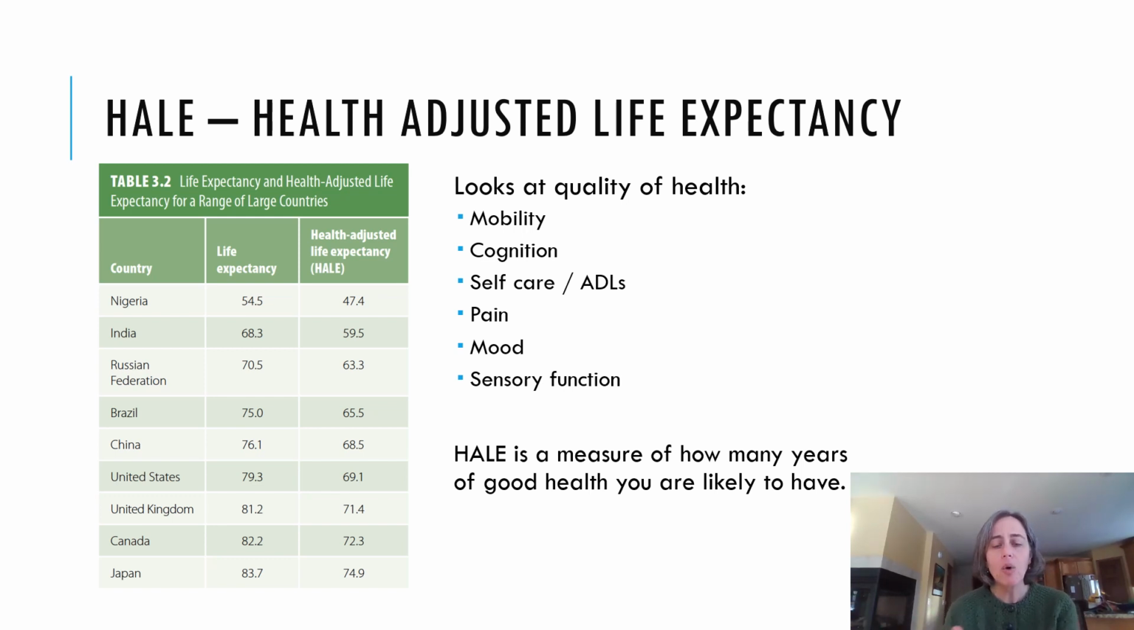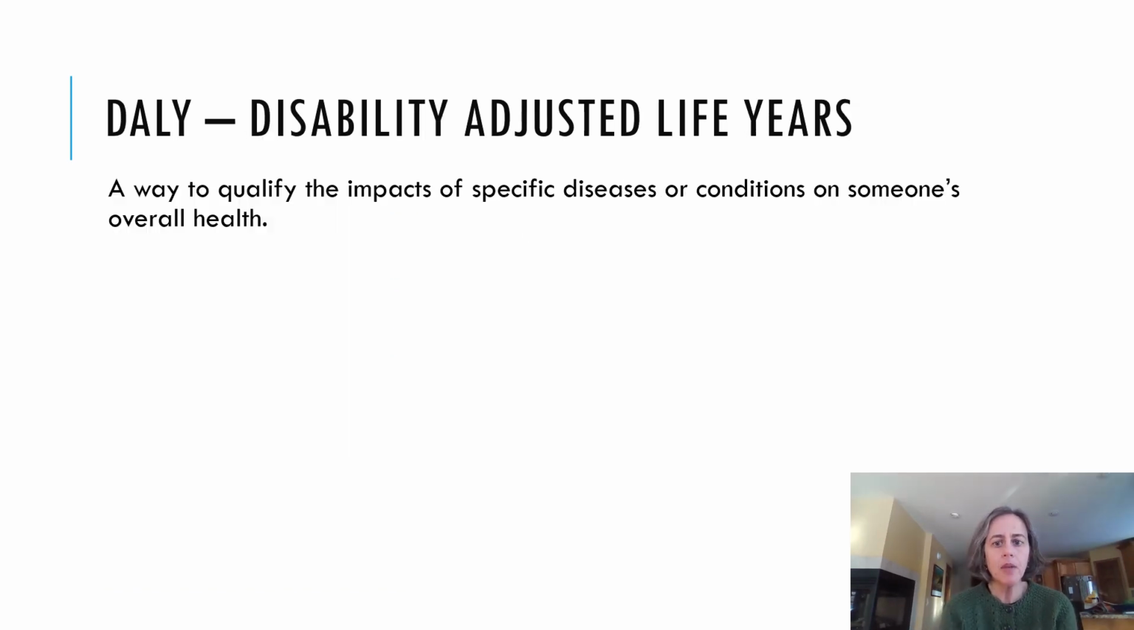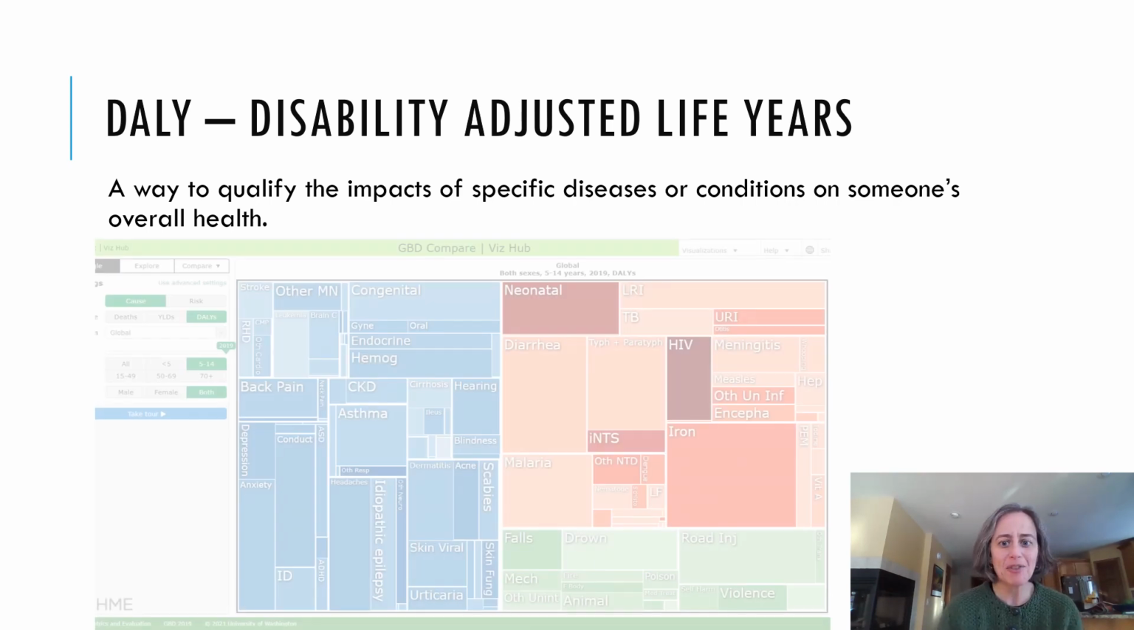Another way to look at quality of life lived and understanding what are the things that are negatively impacting the quality of your life. So one way we can look at the actual quality of life and what are the things that are negatively impacting the quality of life that people have is to look at disability adjusted life years. So this is looking at the impacts of specific diseases or conditions on someone's overall health. So let me show you some information from one of my favorite websites that you've seen before.